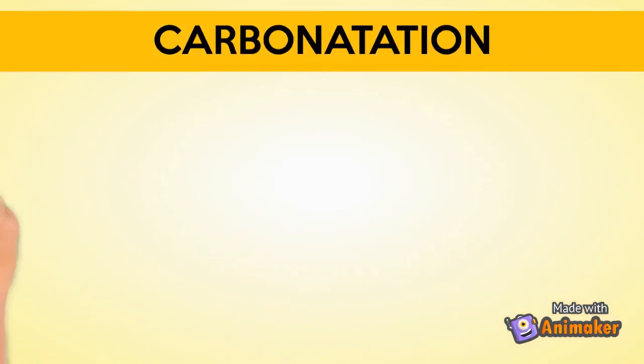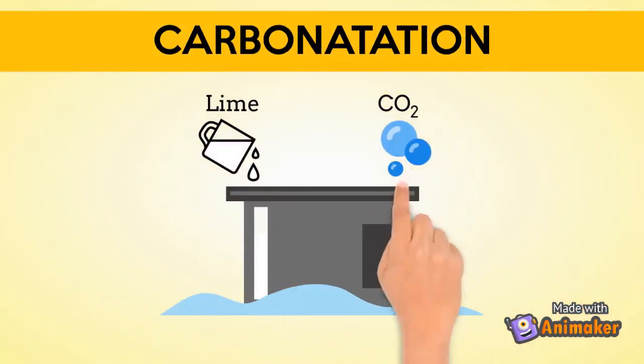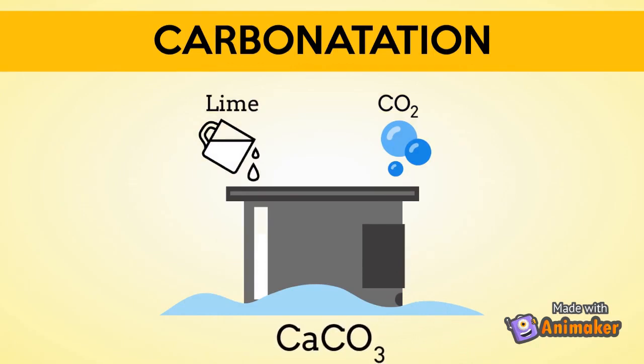In carbonatation, lime is added and carbon dioxide is bubbled through the mixture. This allows the production of calcium carbonate precipitate, which acts as a filter aid that traps color impurities.